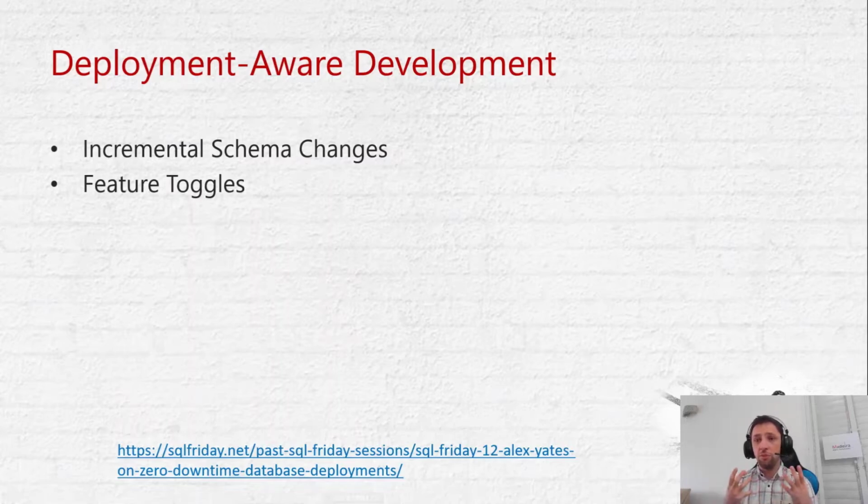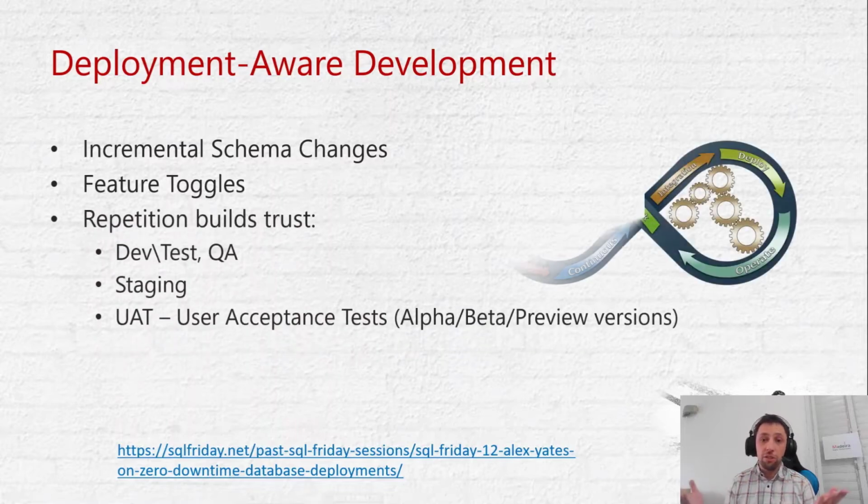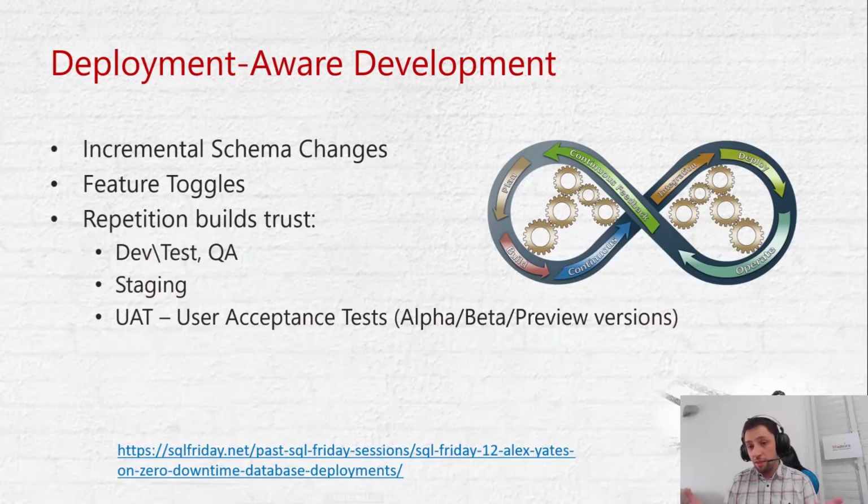And next, you should always strive to build trust for your project, or rather the artifact of your project, the DACPAC file. Essentially, you should build trust over it by repetition. And what I mean by that is whatever comes out of having a DevOps methodology, of having development and test environments, QA environments, staging environments, user acceptance test environments, which is essentially like public or private alpha, beta, preview versions, and so on.